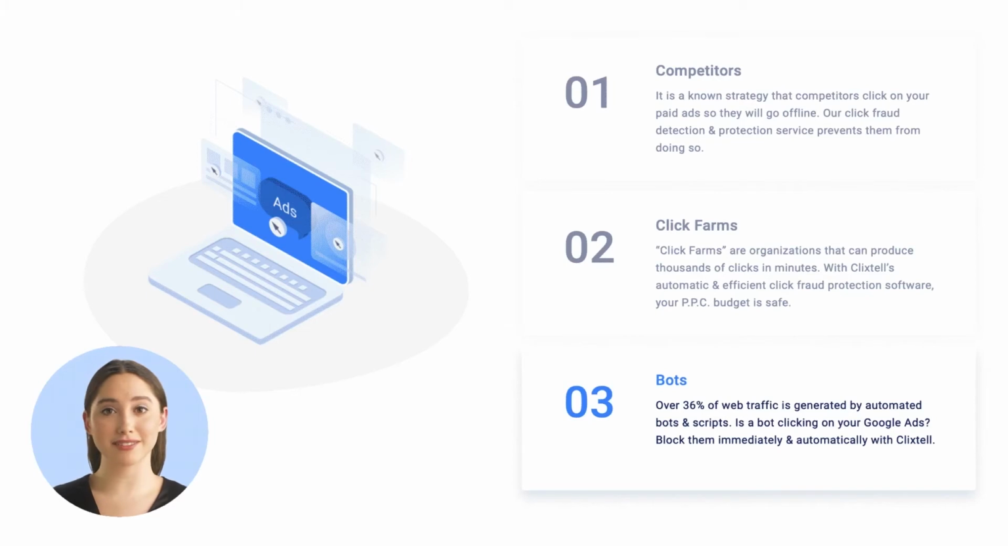Who's clicking my ads? Competitors. It's a known strategy that competitors click on your paid ads so they will go offline. Click farms. Click farms are organizations that can produce thousands of clicks in minutes. Bots. Over 36% of web traffic is generated by automatic bots and scripts.